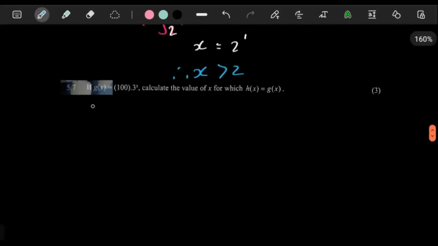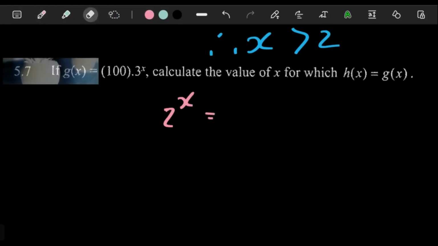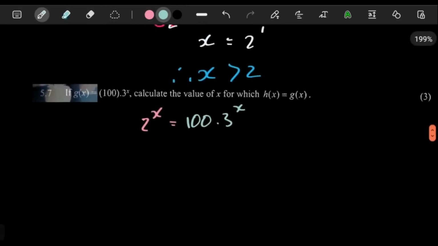3 marks. If g of x is this, calculate the value of x for which they are equal to each other. g of x is 2 to the power of x. This is h of x, 3 to the power of x, and then g of x is like 100. How many marks are they offering? They're offering 3 marks. So they're asking where these are equal.